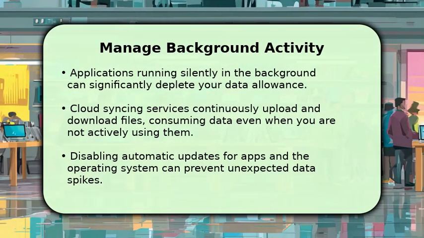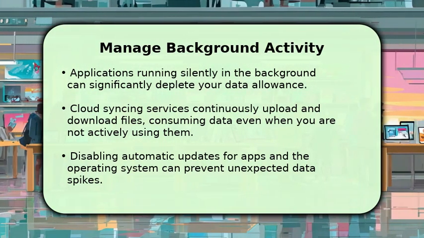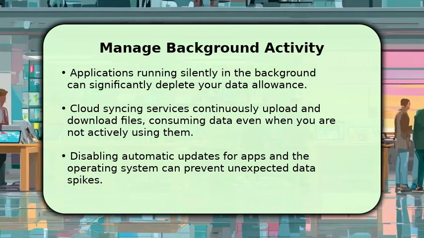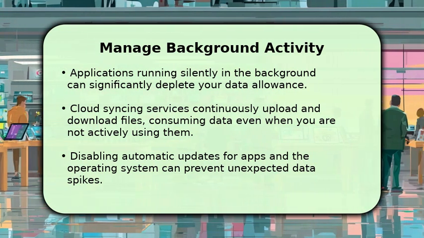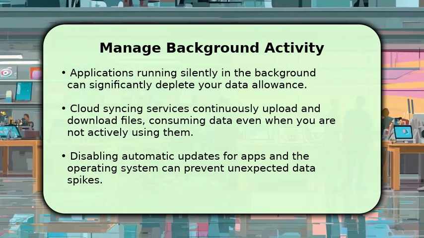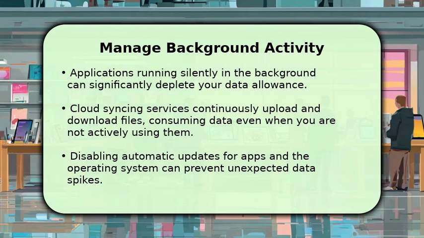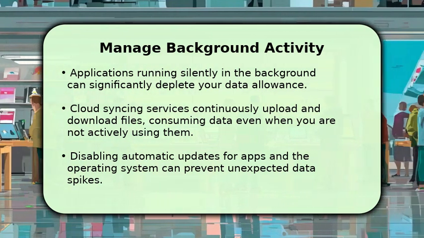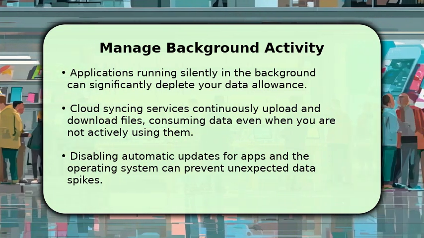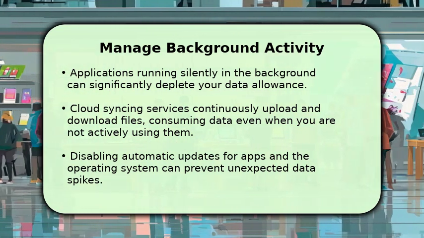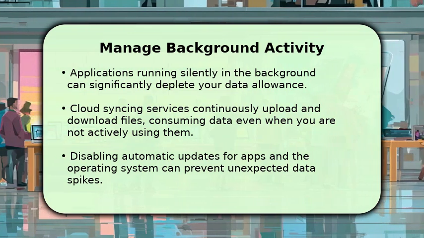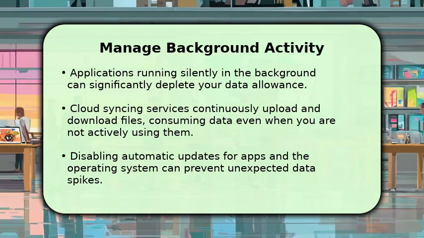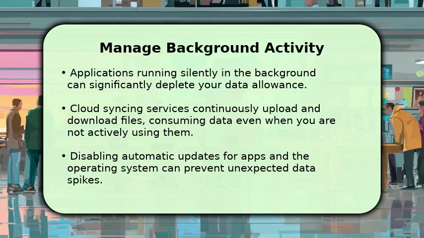Many applications operate continuously in the background, consuming valuable data without your awareness. Cloud syncing services, like those for photos or documents, are prime examples, as they constantly upload and download files. You can often adjust these settings within each application or your operating system's privacy options. Consider disabling automatic updates for non-essential apps to prevent sudden, large data transfers. This simple change can prevent many surprises.